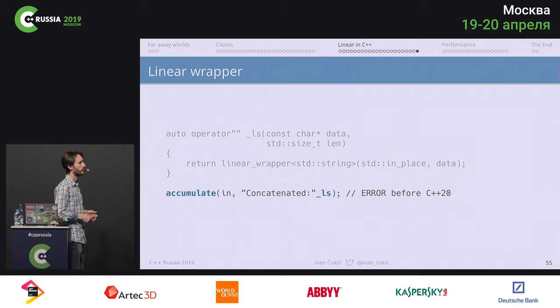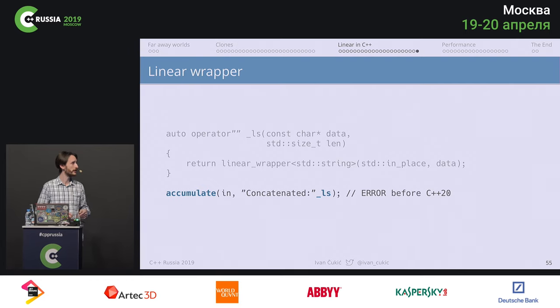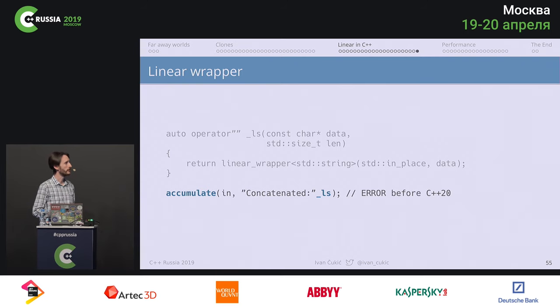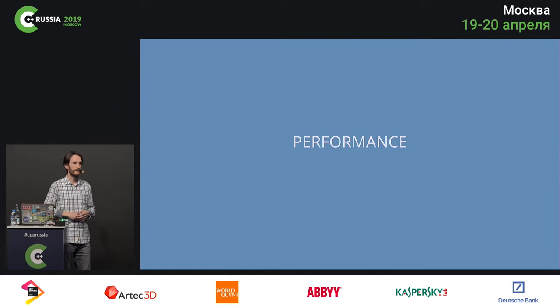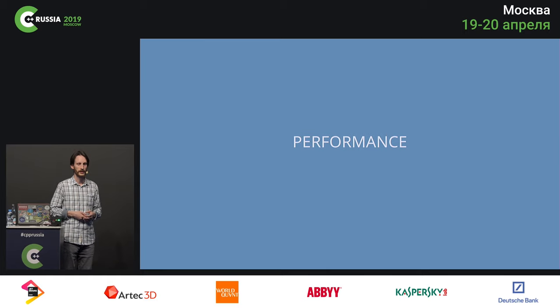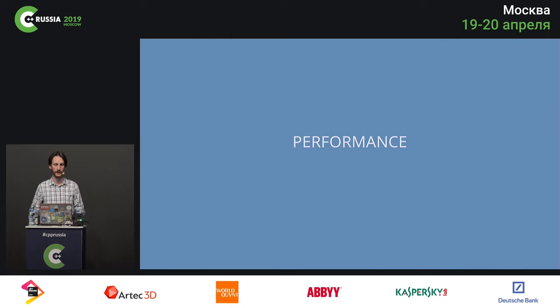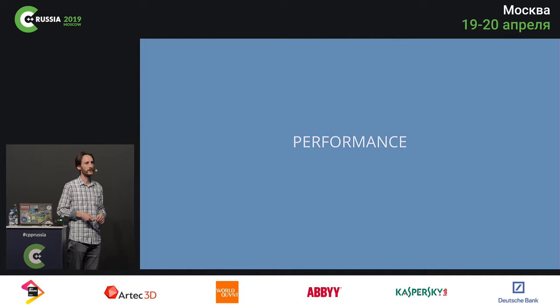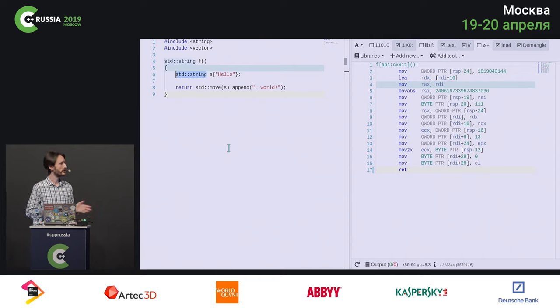And now we can use our version of accumulate that works only on linear types, by passing, instead of concatenated S, concatenated underscore linear string. So it's not going to pollute your normal code in many places. Now, the big question. People usually say that moves are useless because we have so many beautiful optimizations inside of the C++ compiler, like return value optimization, et cetera. Now let's check whether any of the things that we've seen so far create any overhead.